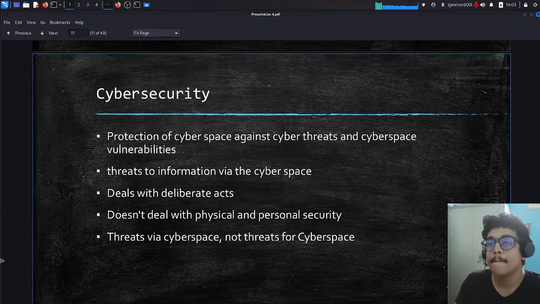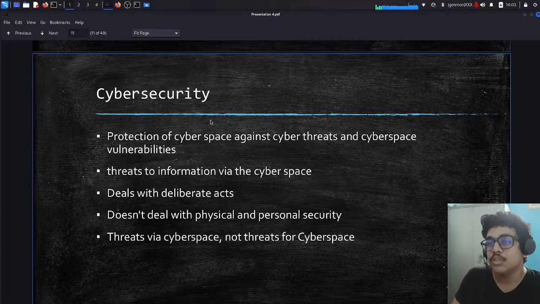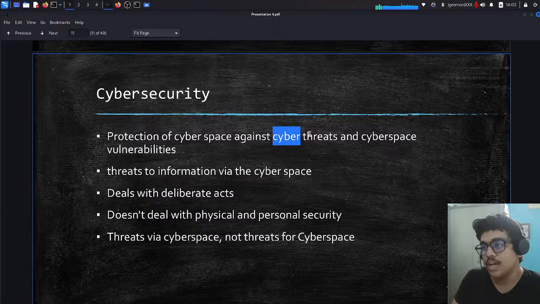Let's move to another topic, that is cybersecurity, and that is the most important topic for today's session. So cybersecurity is the protection of cyberspace, I have told you earlier what is cyberspace, against cyber threats. The cyber threats can be performed by bad hackers, and cyberspace vulnerability.